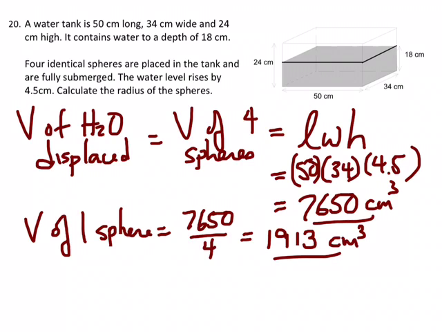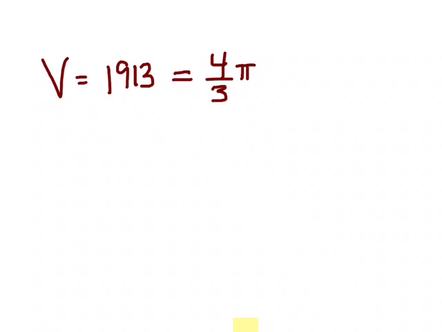Now I'm going to worry about significant digits at the very end of the problem. So that's the volume of one sphere. Now the question was, what's the radius of the sphere? Let me go to a fresh page here. So we have the volume of a sphere, which is 1,913 cubic centimeters, and the formula for volume of a sphere is 4 over 3 times pi times radius cubed. Right? That's our volume formula for a sphere.